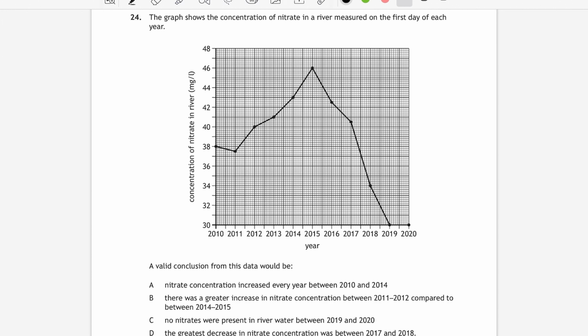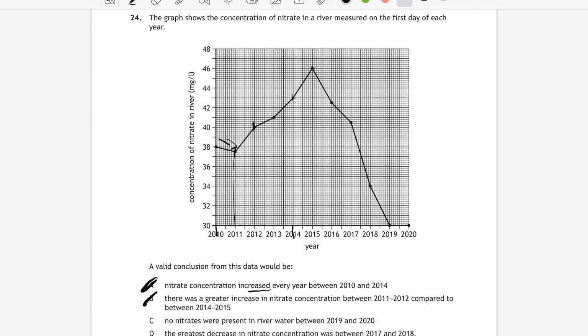Okay, so, nitrate concentration increased every year between 2010 and 2014. So we've got 2010 and 2014. I can tell straight away that that is not correct because there's actually a decrease here. So it's not A. There was a greater increase in nitrate concentration between 2011 and 2012 compared to 2014, 2015. So 2011, which is here, 2012, and we're looking at 2014, 2015, and again you'll work out that that is not actually true. No nitrates were present in the river between 2019 and 2020.